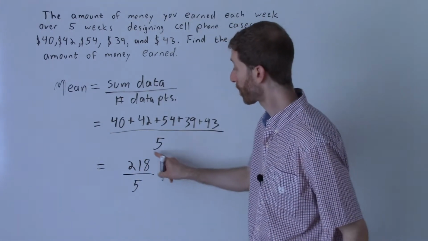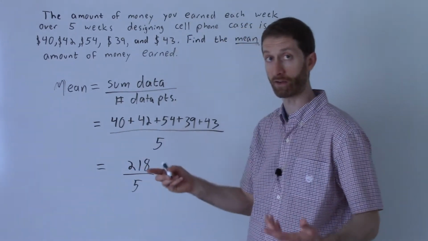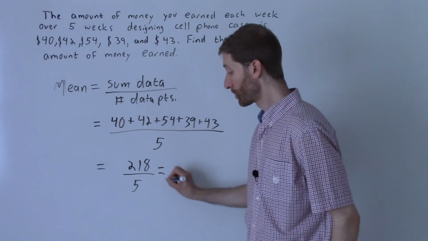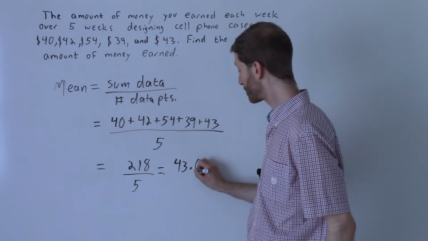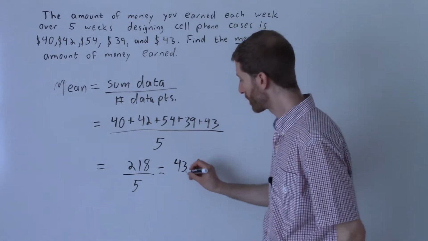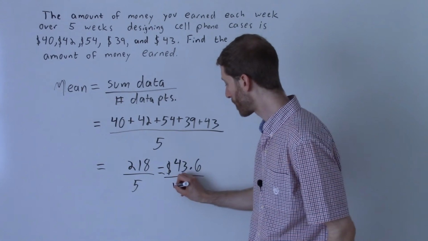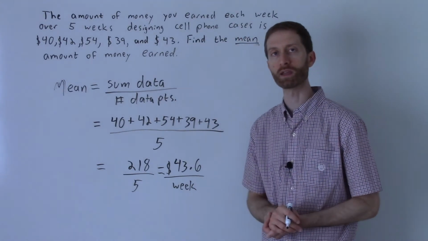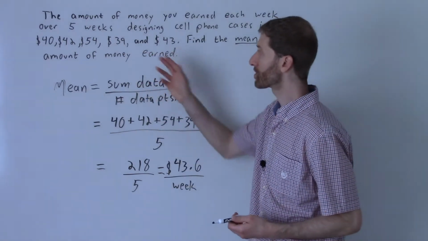That'll give us the total amount, if we're looking at units, in dollars, right? Because the top is a sum of dollars per week. And when we divide that out, we get 43.6. Now, what does that 43.6 represent? Well, again, let's look at the units. That would be in dollars per 1 week. Or you could write it $43.6 per week. That is the expected amount of money that we'll be making per week based on this data.